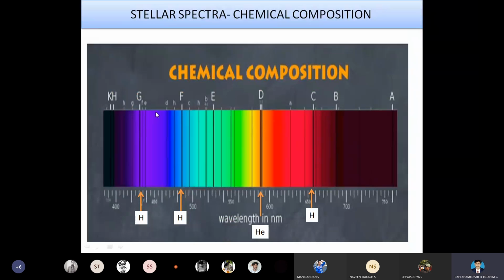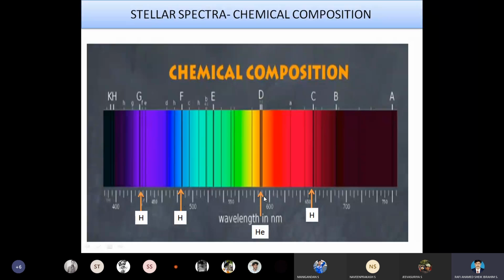From the chemical composition, from the spectrum of our sun, we can identify the regions. The region near G is a hydrogen medium. The region near H is also a hydrogen medium, and the region at C is a hydrogen medium, because we know that the atmosphere of the sun is completely covered with hydrogen. Hydrogen is the main source. So from the spectrum of the sun, we can see the various hydrogen regions, various hydrogen layers.